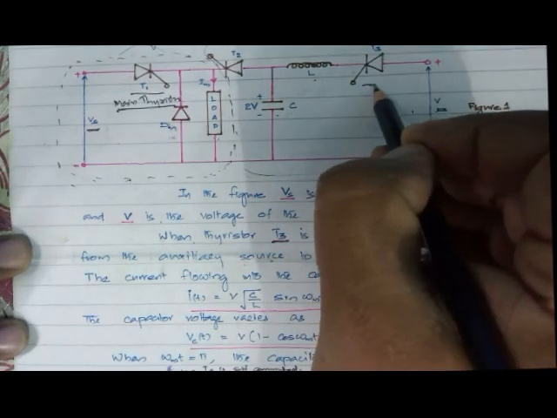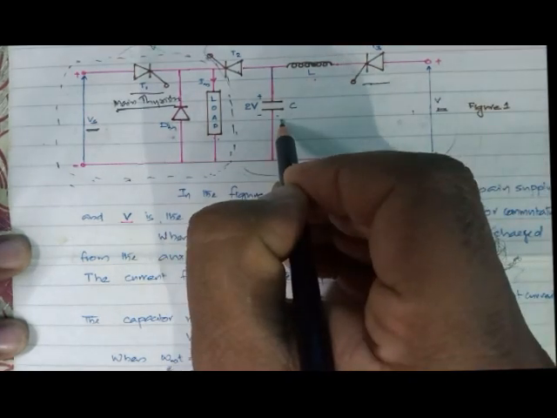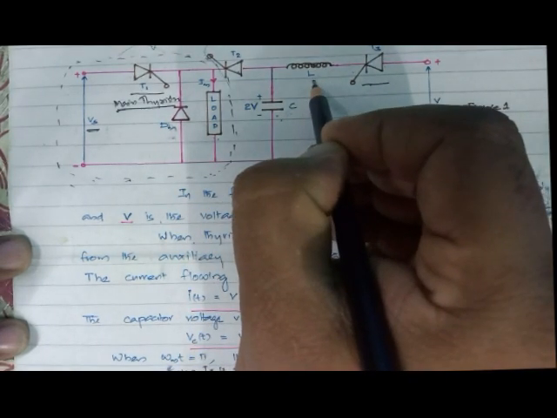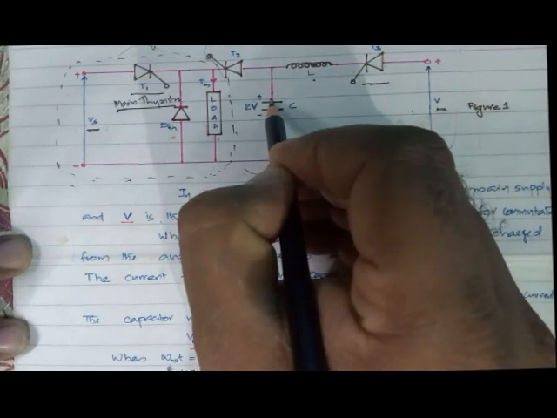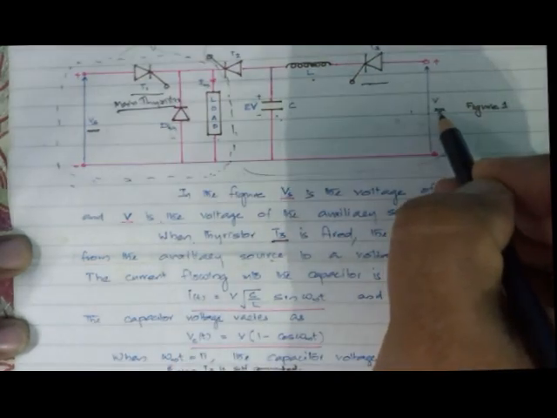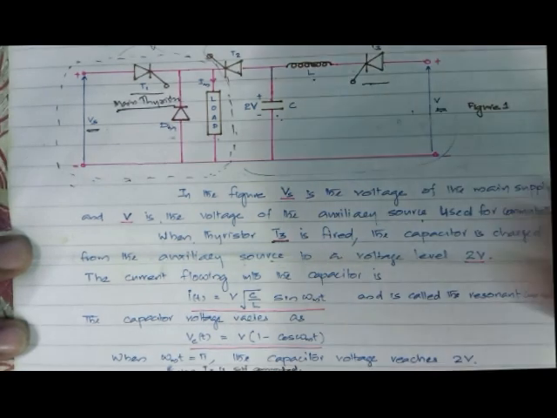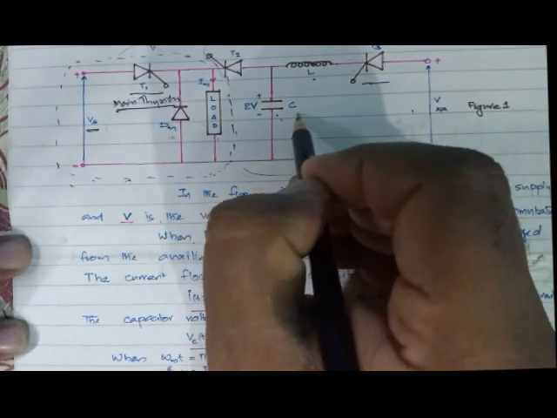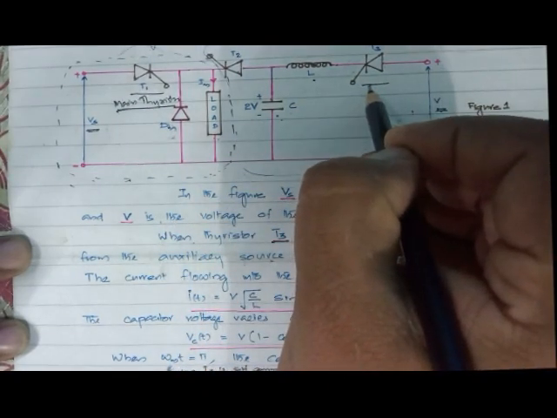When this thyristor T3 is fired, current flows into this capacitor through this inductor and makes the voltage go from 0 to 2V, where V is the voltage of the external source, the auxiliary source which we have just discussed. When the capacitor is charged to voltage 2V, thyristor T3 is self-commutated.